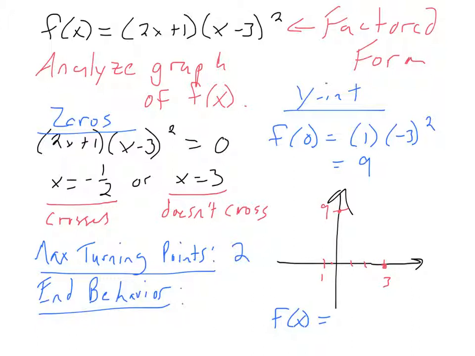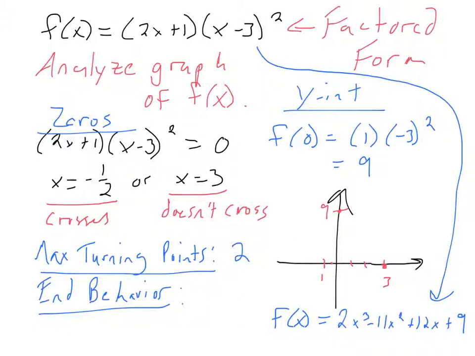But if we do go ahead and multiply that all out, what we'll end up getting is 2x cubed minus 11x squared plus 12x plus 9. That's the fully expanded version of that right there. And so my end behavior is going to be 2x cubed. It's going to look like a cubic function. Ultimately, what does 2x cubed look like? It looks like this, right? So at the ends over here and over here, it's going to go up like this, and it's going to go eventually down like that.